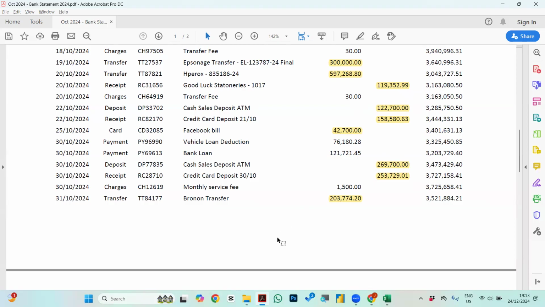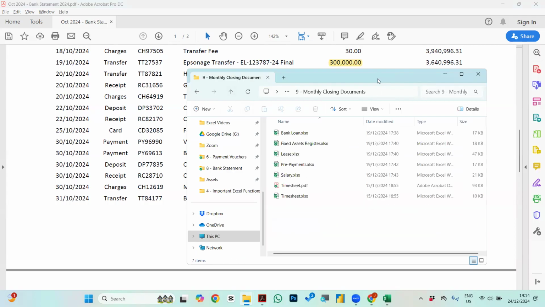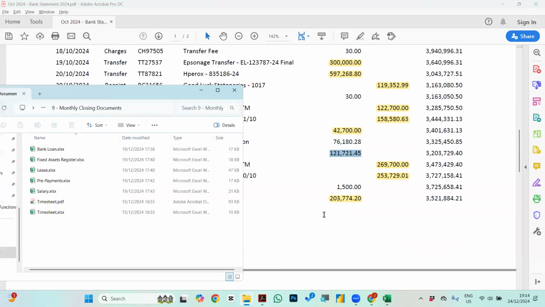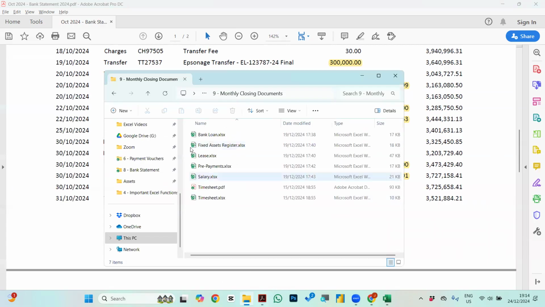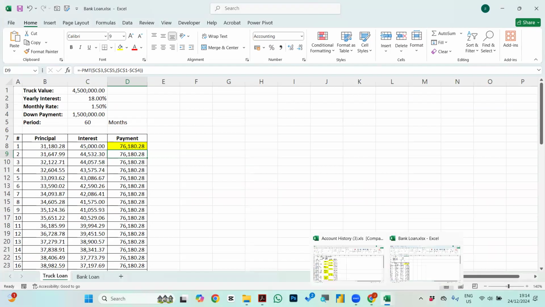Okay, so we are going to go to the monthly closing document. Now you know in the bank statement we only have to record the vehicle loan and the bank loan. We'll come back to that. Everything else is already recorded. So we'll start with the vehicle loan, so it will be easier for us to continue. Under the monthly closing documents, there's a document called bank loan. I'm going to open it. I'm going to close the other one, because it's already done.